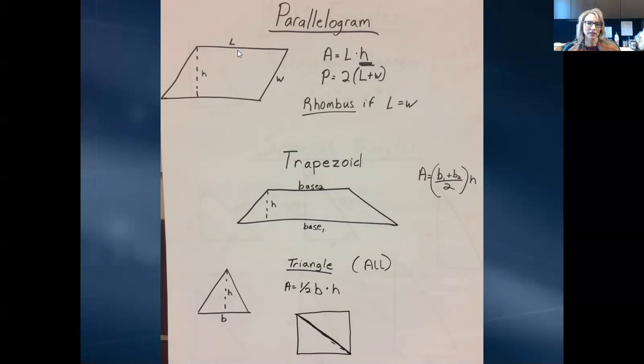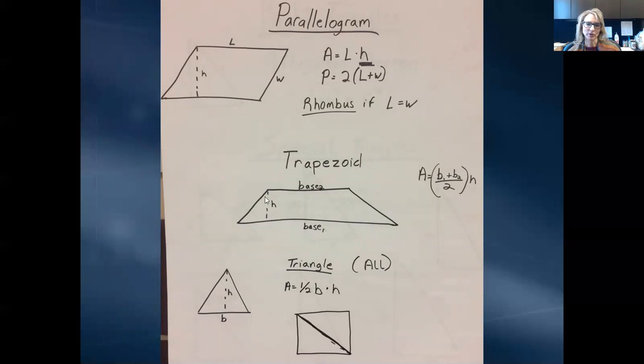The perimeter is similar to a rectangle. It's you add the length and the width and times it by 2 because you got 2 of each. If the length is equal to the width, that's called a rhombus, just in case you need to know that vocab. Let's talk about trapezoids.